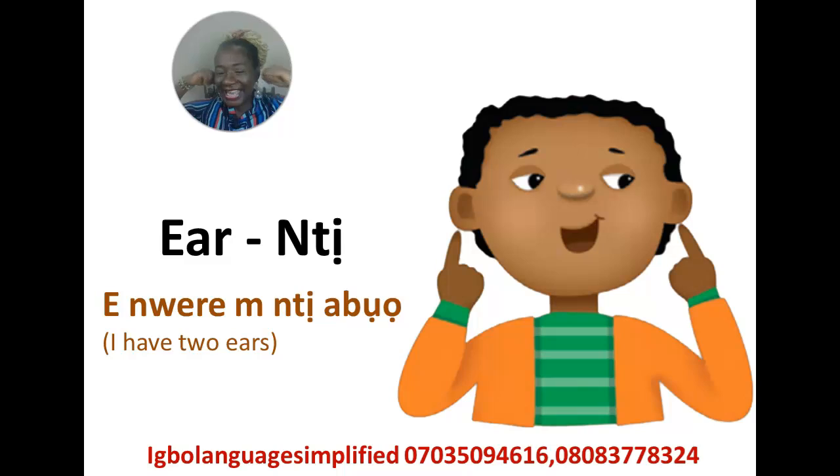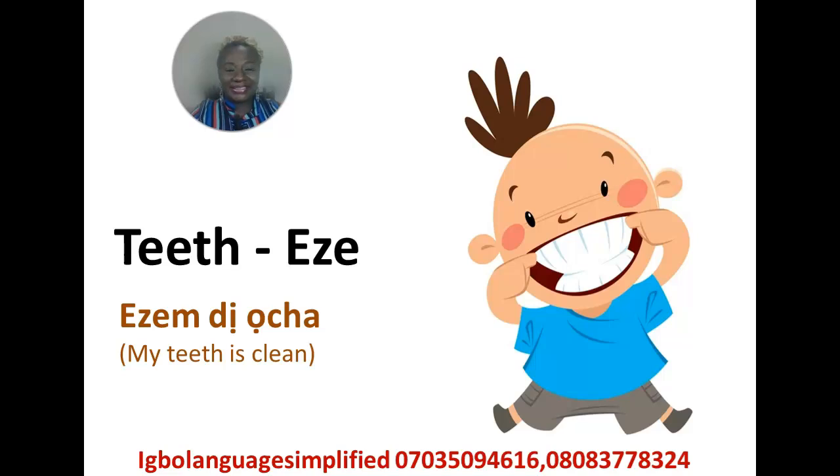Enwerem ntị abụọ. I have 2 ears. Can you do that with me? Enwerem ntị abụọ. That's I have 2 ears. Okay. Teeth. Ezem dị ọcha. My teeth is clean. Ezem dị ọcha.